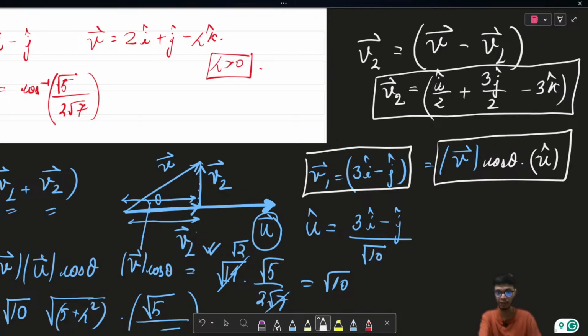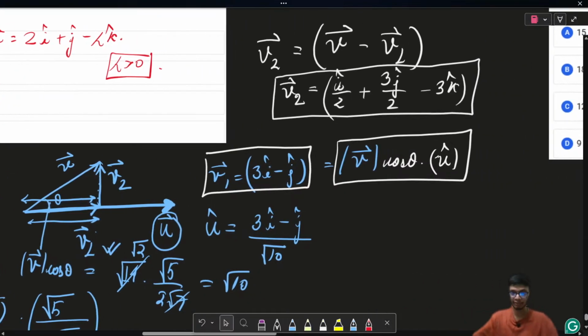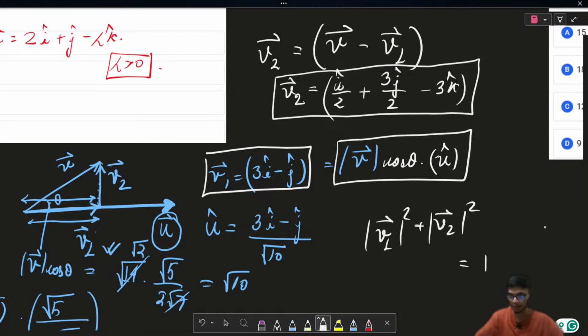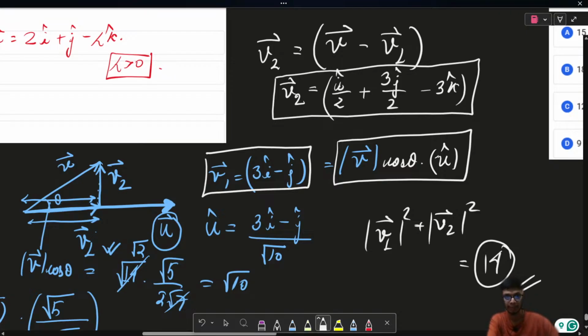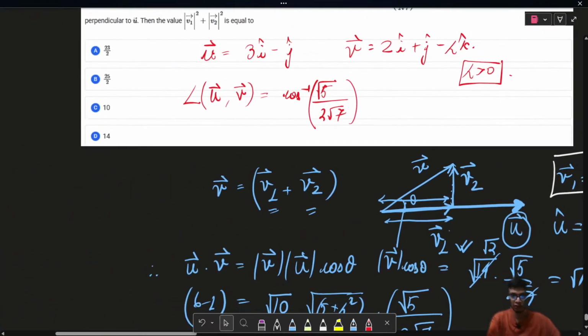So from here, if I try to find out the magnitude of v1 vector square and add it with the v2 vector magnitude square, I will obtain the result to be equal to 14. So please try to carry out this result and you will see the answer is coming out to be 14. Okay, so with this, the final answer to this problem is going to be option number D. I hope you are able to solve this problem and get the answer as D.